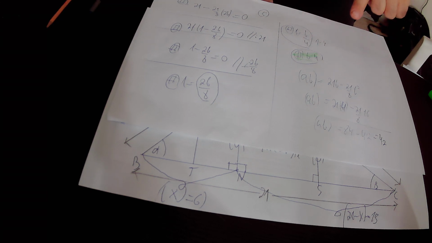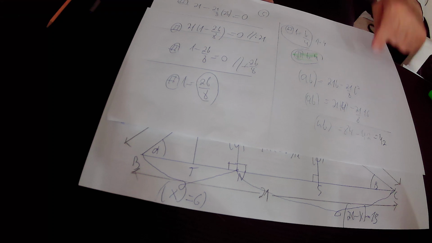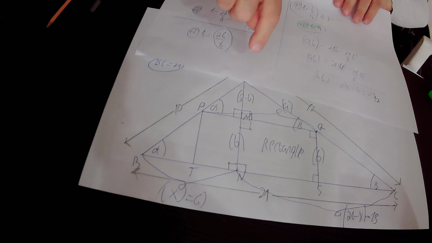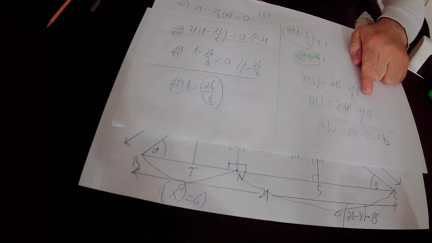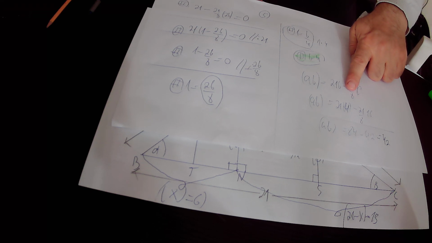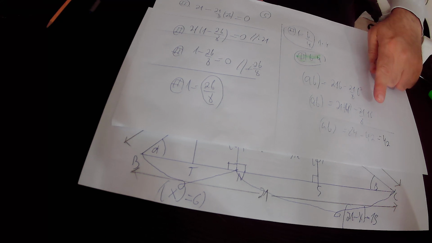So the maximum area will be equal to 21b, and b is 4. So we substitute b by 4. So it is 21 times 4 minus 21 over 8 times b squared. b is 4, therefore b squared is 4 squared, that is 16. So in total, the maximum area of this rectangle PQST equals 21 times 4 minus 21 over 8 times 16. 21 times 4 is 84, and here minus 21 over 8 times 16. 16 over 8 is 2. So in total, this expression equals minus 21 times 2, that is minus 42.